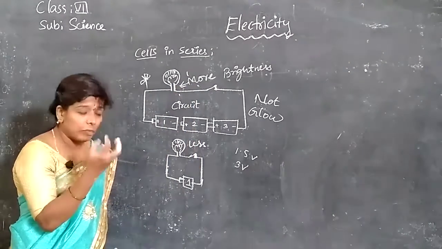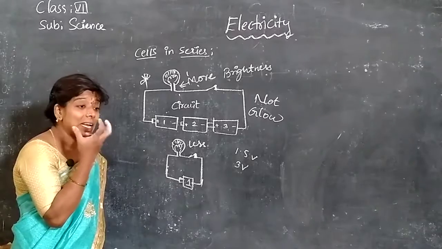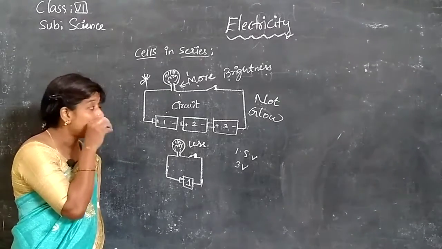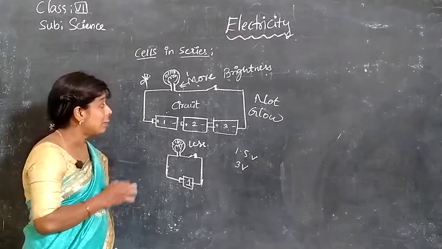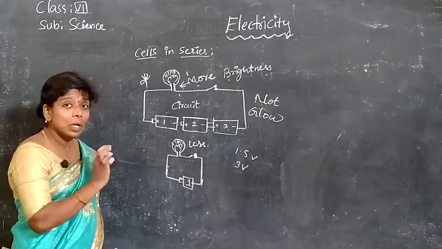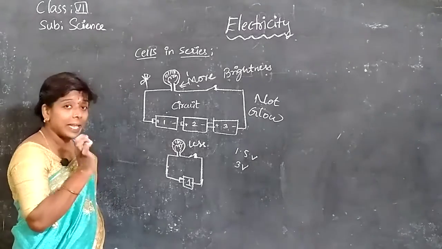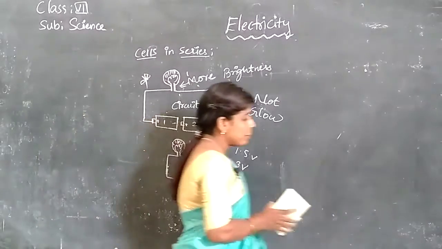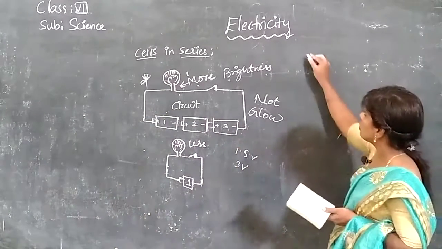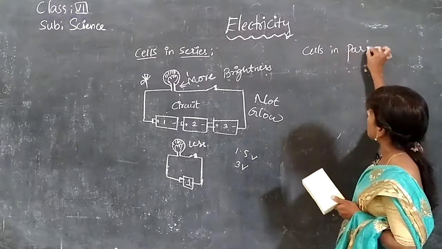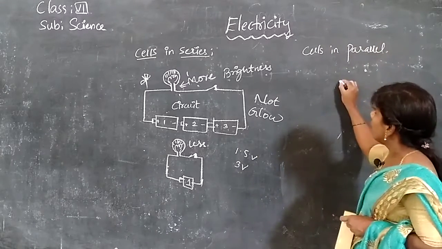About series, important point. We are getting more brightness, the light is more. But if there is any break in the middle of the circuit, the bulb will not glow. Getting what I said? This is about cells in series, no? Now same, we are going to learn about cells in parallel. This one also you observe. Comparison we have to see.